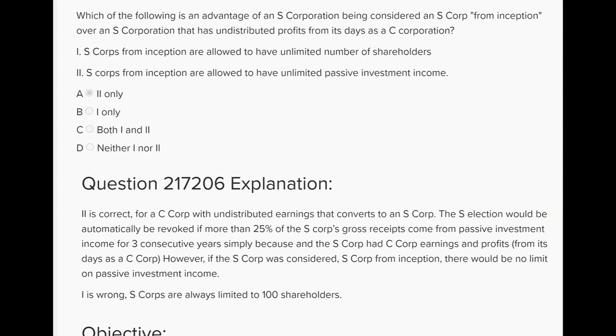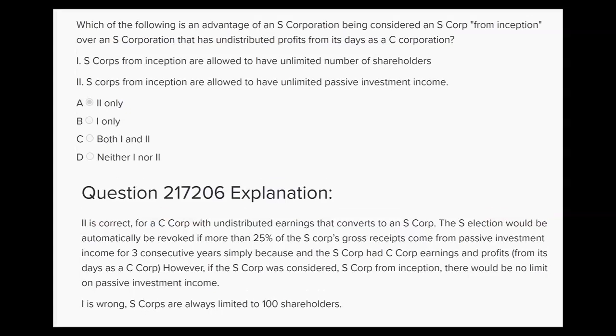Which of the following is an advantage of an S-Corp being considered an S-Corp from inception over an S-Corp that has undistributed profits from its days as a C-Corp? 1. S-Corps from inception are allowed to have unlimited number of shareholders. No. You're limited to 100 shareholders for an S-Corp. Doesn't matter if you were an S from inception or not.